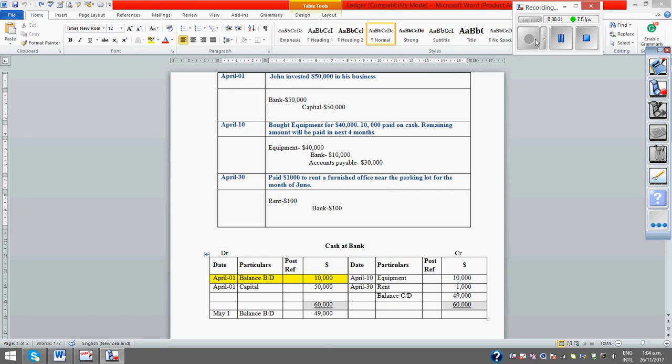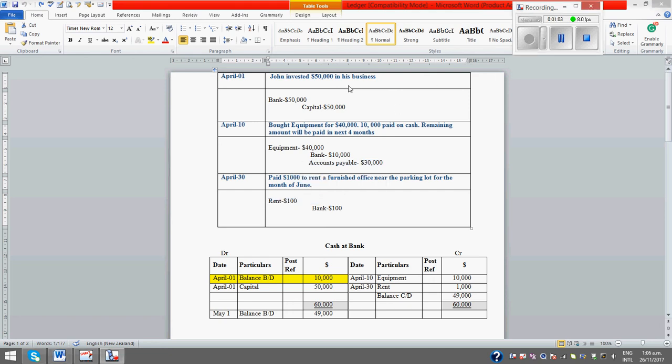It means if you have 10 accounts, you need to prepare 10 ledgers. So let's see how many accounts we have in these three journals. One of the account names can be bank, which is also called cash at bank. Then another account would be capital. Then we have equipment, accounts payable, rent.